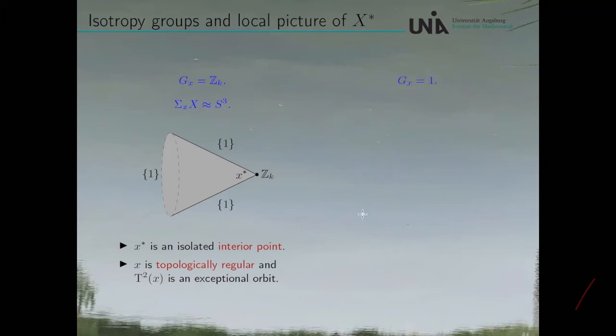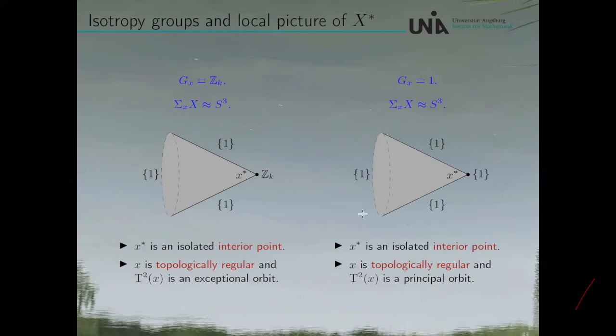And in the end, we have those points which exist on the principal orbits. The space of directions are S3. The local picture, again, it's a cone. Therefore, their interior points, and they're topologically regular.